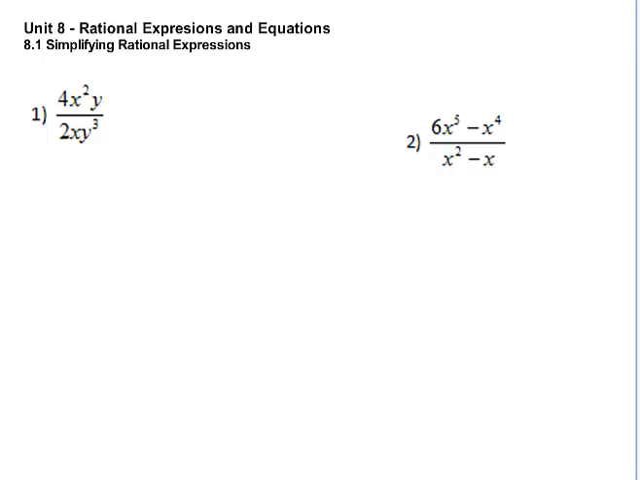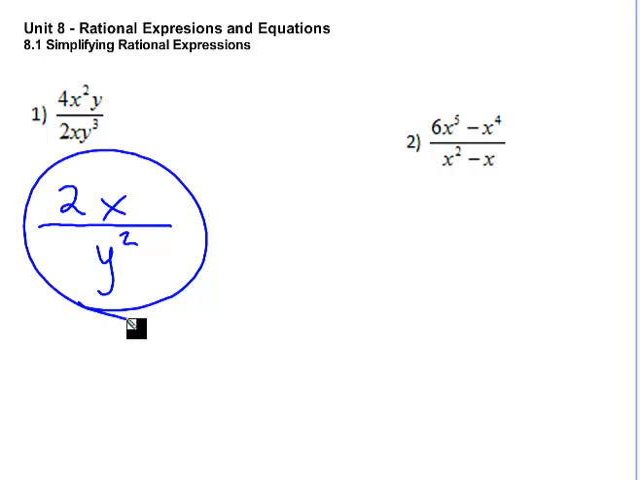So it's 4x squared y over 2xy cubed. How do we know what we can cancel here? Or what can we simplify here? Okay, so the 4 and the 2. So 4 over 2 would simplify down to what? To 2, okay? We have x squared over x. What would that simplify down to? X. And then we have a y over y cubed. A y squared, and a y squared would end up being in the denominator. Okay? So that's just a review of what we've done.